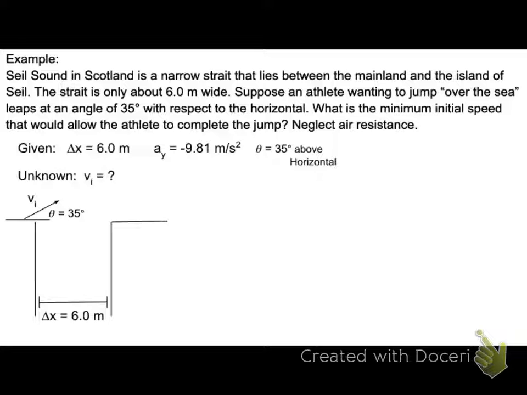Okay. Suppose an athlete wants to be able to jump over the sea. They leap at an angle of 35 degrees with respect to the horizontal. What is the minimum initial speed that would allow the athlete to complete that jump? Obviously neglecting air resistance. So see if, using those kinematics equations, you can get started on this, and then we'll work it as a group.